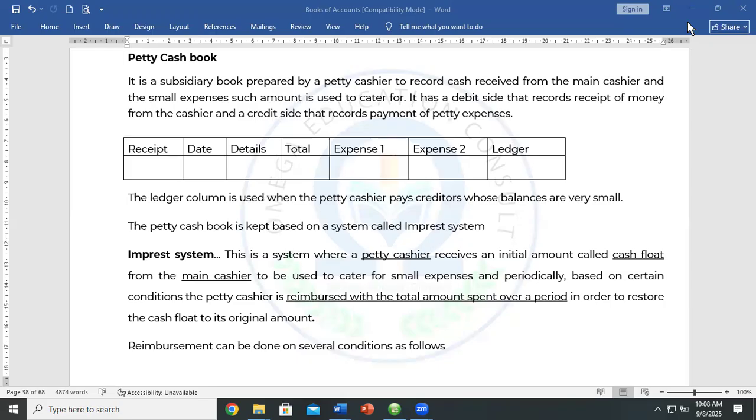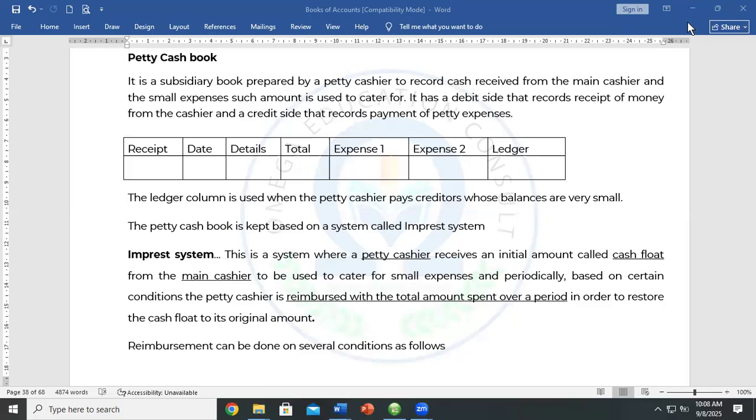Now, you are only going to be reimbursed. Now, note the key terms. When I say reimburse, it means you are going to be given back only the total you have spent, so that when you add on to your balance, you would always go back to your initial cash float. And that's the imprest system.